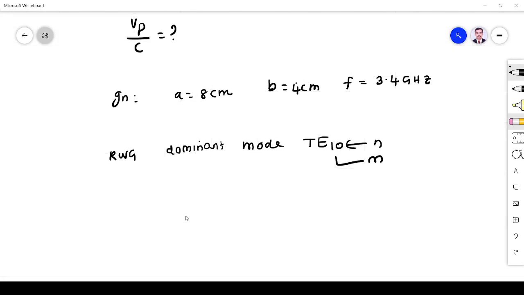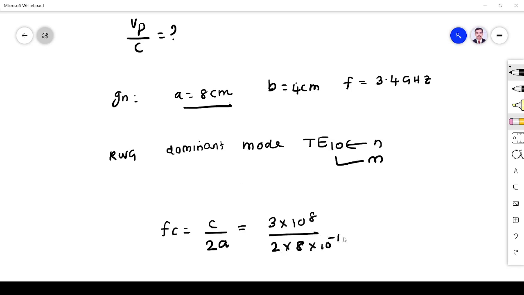So for a rectangular waveguide, for the dominant mode, Fc is given by C by 2A, right? So Fc is 3 into 10 power 8, the velocity of wave in free space, divided by 2A. What is A? 8 centimeters, so 8 into 10 power minus 2. So it will give 1.875 gigahertz. So Fc we found.